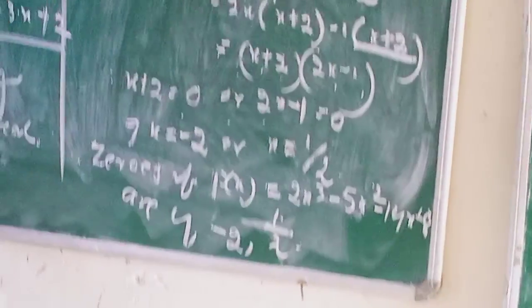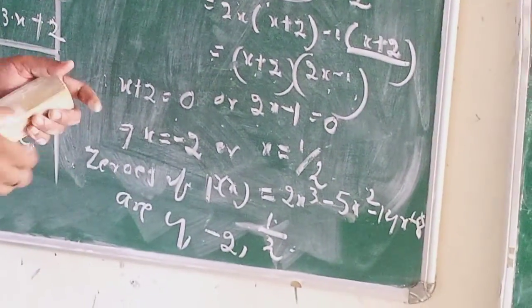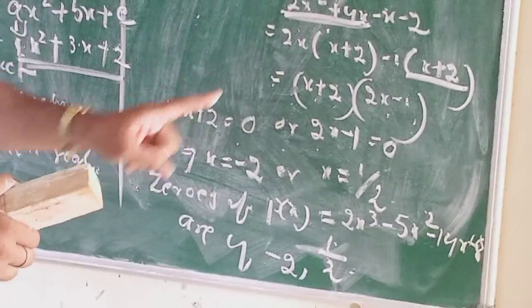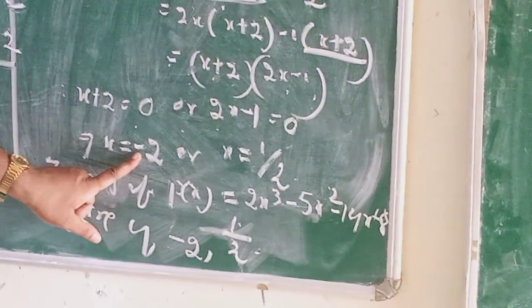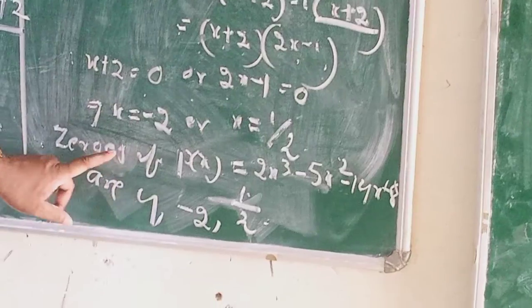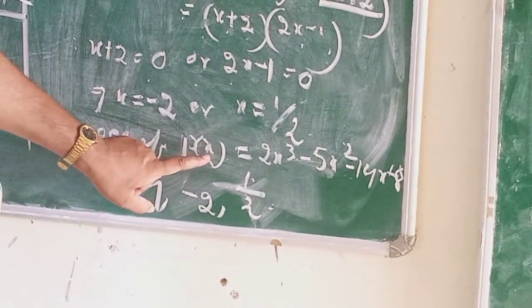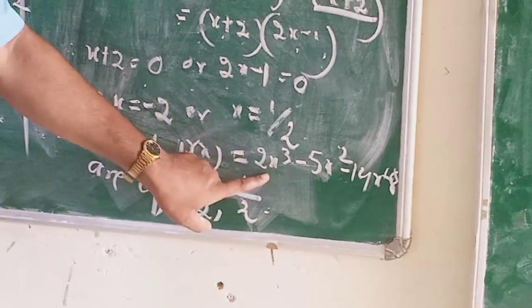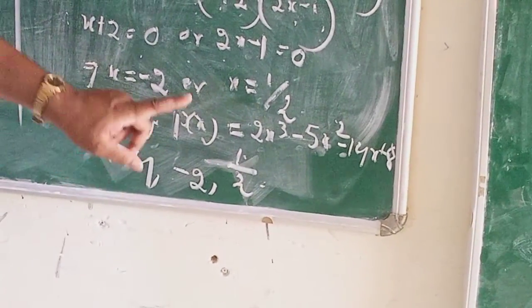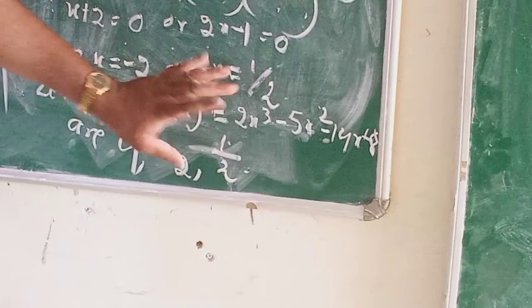Since it is a cubic polynomial, this polynomial has at most 3 zeros. So what are the 3 zeros? One is x equal to 4, which we already have got. Another is x equal to minus 2, and the third one is x equal to 1 by 2. Therefore, the zeros of p of x, which is 2x cube minus 5x square minus 14x plus 8, are 4, minus 2 and 1 by 2.